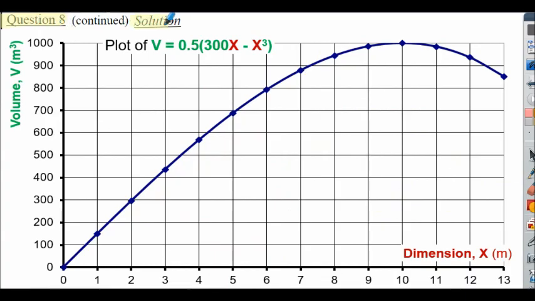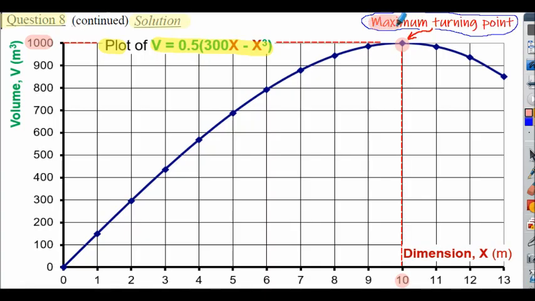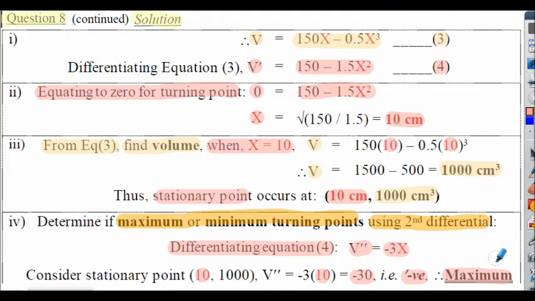Question 8, solution continued. And here's the graphical solution to question 8. We plotted the volume formula given in the question. And we can see we have a maximum turning point, x equal to 10 meters, gives a maximum volume of 1000 meters cubed. Maximum turning point labelled here. That's the solution to question 8.